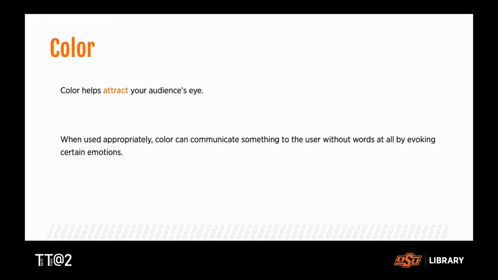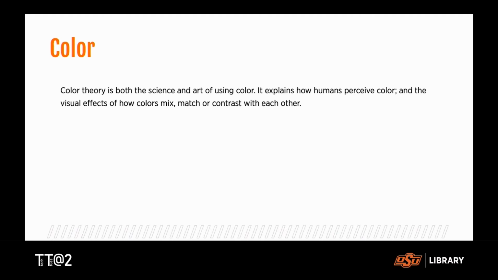So how do we know which colors look good together and which ones don't? This is where color theory comes into play. Color theory is both the science and the art of using color. It explains how humans perceive color and the visual effects of how colors mix, match, or contrast with each other. In school, we probably all remember learning about the color wheel and primary colors and secondary colors. If not, no worries, we'll quickly walk through them.